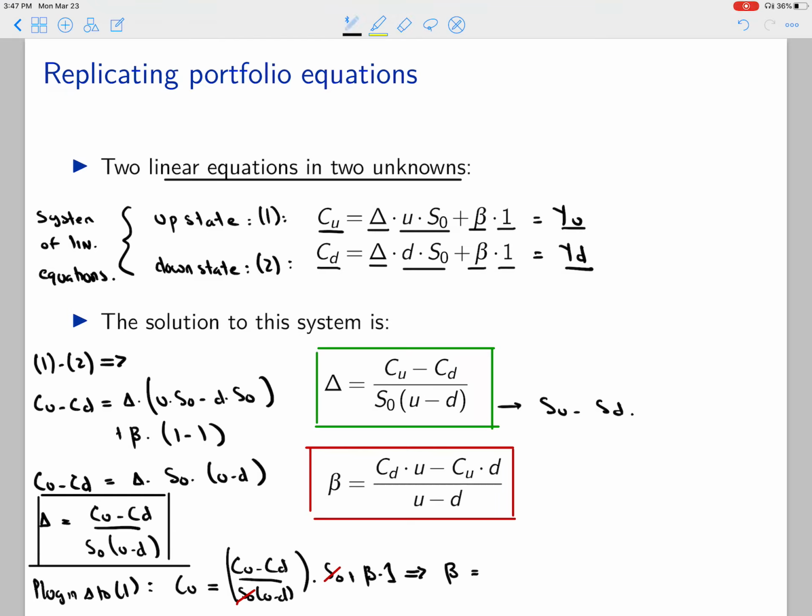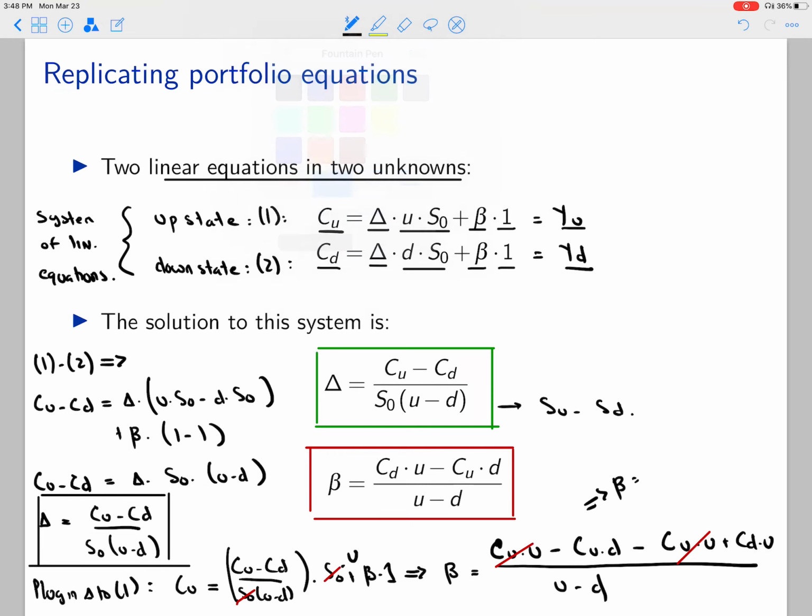We can write that probably easier like this: C sub u times u minus C sub u times d, minus C sub u. Okay, this is going to be S0 times u. I'm sorry, I forgot about that right there. Plus C sub d times u, over u minus d. Okay, combine like terms over here. What you're going to get is that beta is equal to, I'll cancel them out for you, C sub u times u cancels, C sub u times u cancels. This is going to be C sub d times u minus C sub u times d over u minus d. Okay, and that's exactly what we have in the slide.